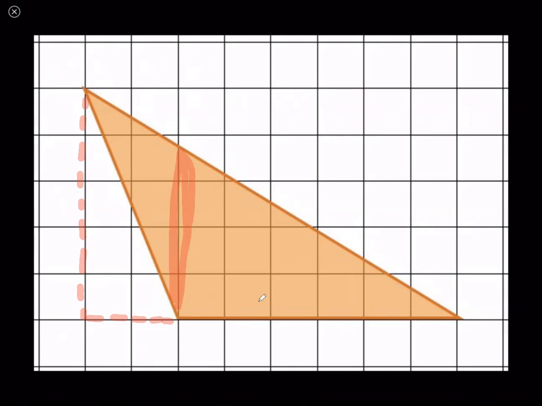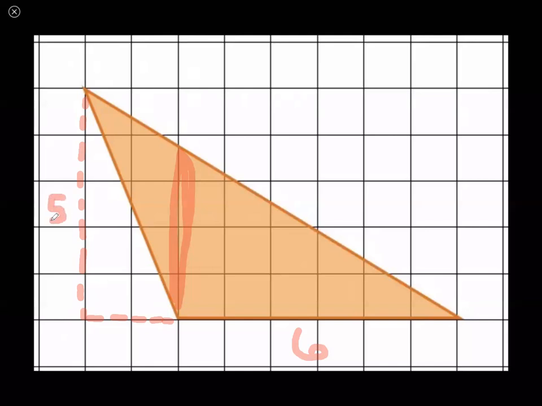So just like with parallelograms, I don't want to count any of these dotted lines on the base part because I already have the base right here. So to figure this one out, it would be 1, 2, 3, 4, 5, 6 is my base. And then over here on my height, I can go straight up now, and it's 1, 2, 3, 4, and 5.